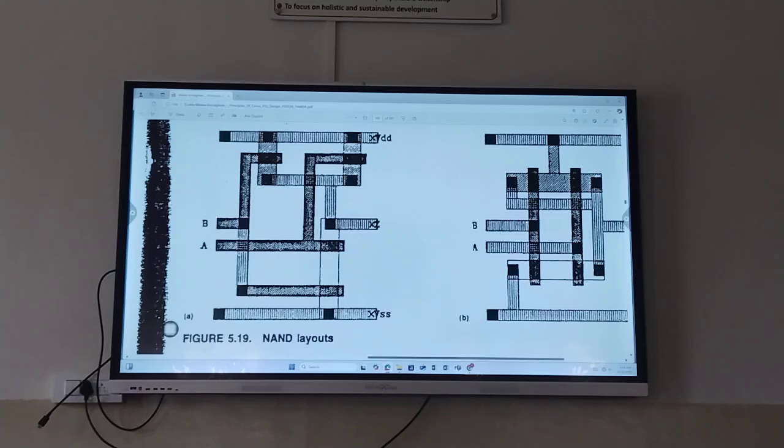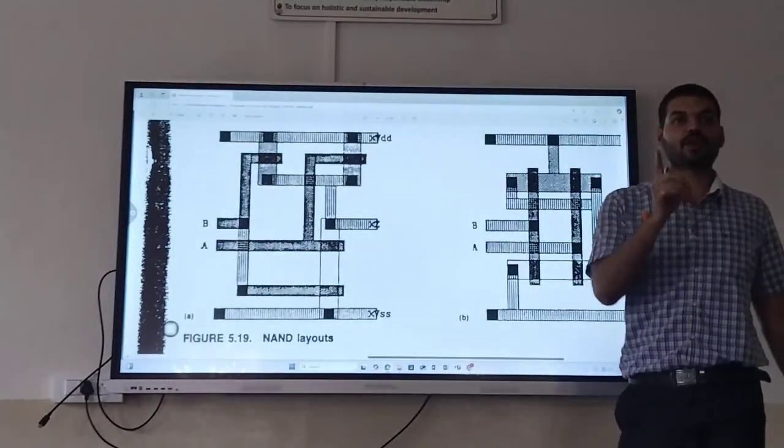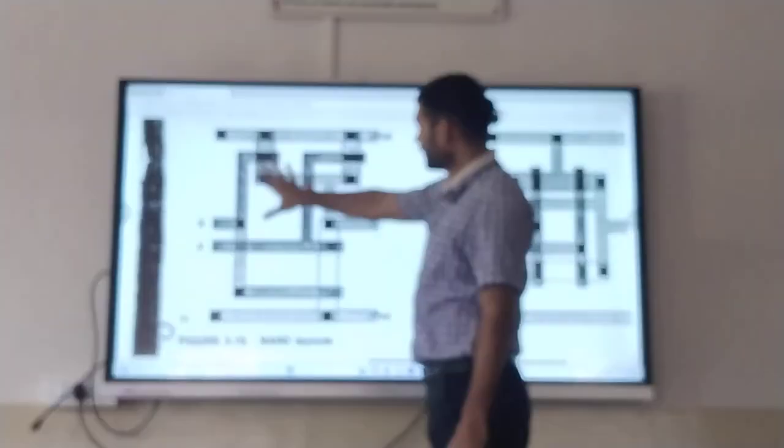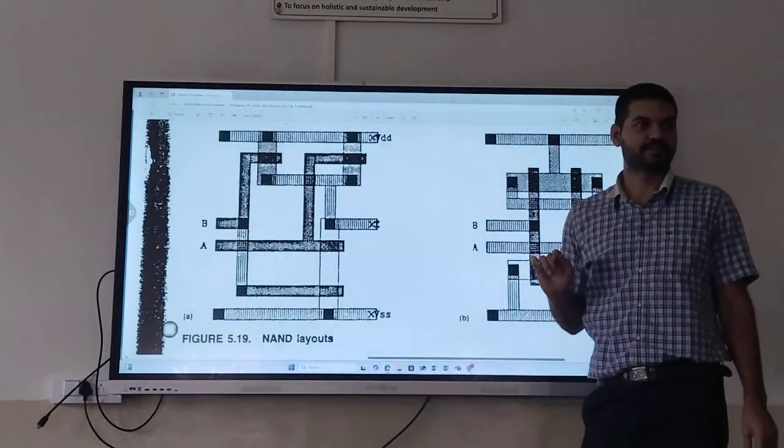When you do the schematic of the inverter, you will do the transient analysis and you will check the waveforms. Okay. After checking the waveform, you should draw the layout and check with DRC. DRC means design rule check. Design rule check means all the lambda based design rules will be checked. If you do not follow them, it will throw an error to you. So this is an alternate layout of a 2 input NAND gate.